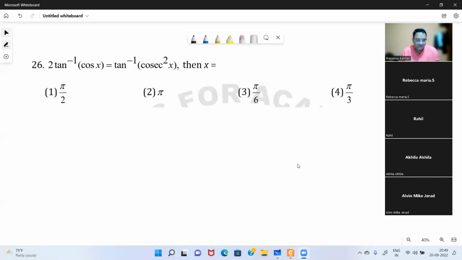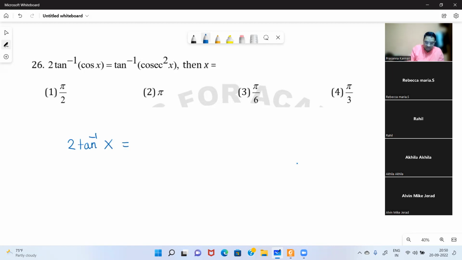Let's now look at the next question. If 2 tan inverse of cos x is equal to tan inverse of cosecant square x, then what is x equal to? One thing you can do is try substituting the answers, or else you can use this identity.